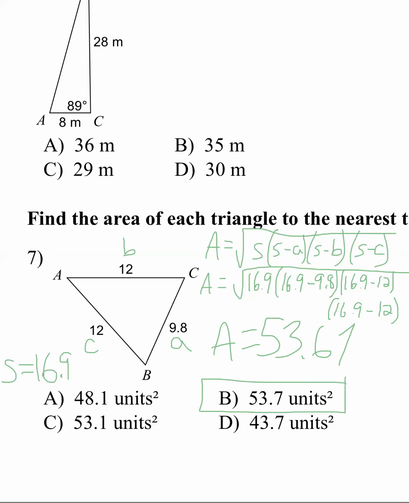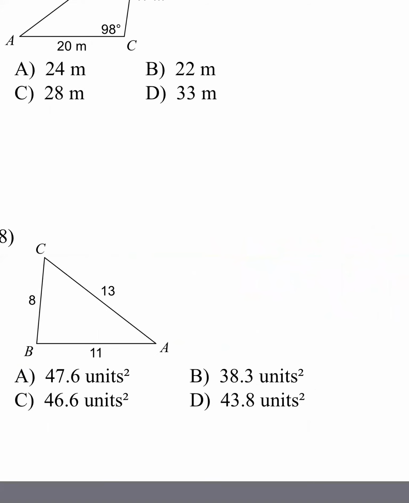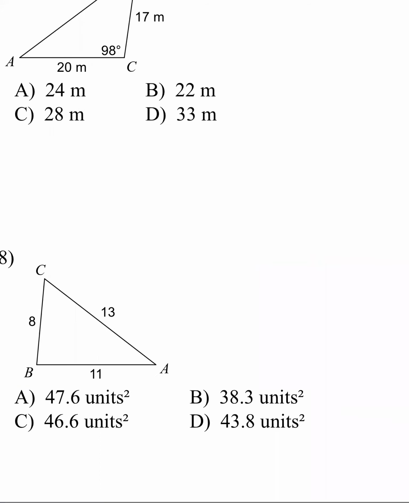Okay. Last problem. Oh, I'm so sad. All right, here we go. Number 8. So let's start off with our semi-perimeter. So that's just going to be half of 8, 13, and 11. So let's see what that is. I get 16 as my semi-perimeter here.